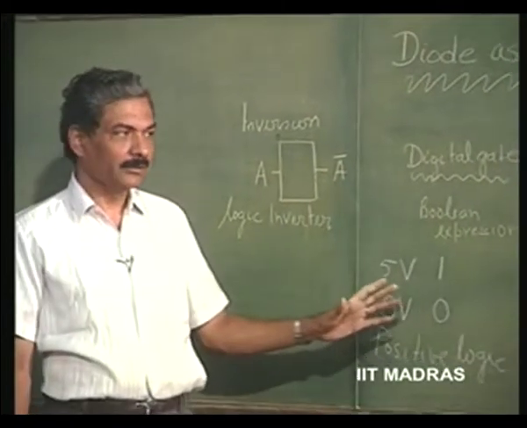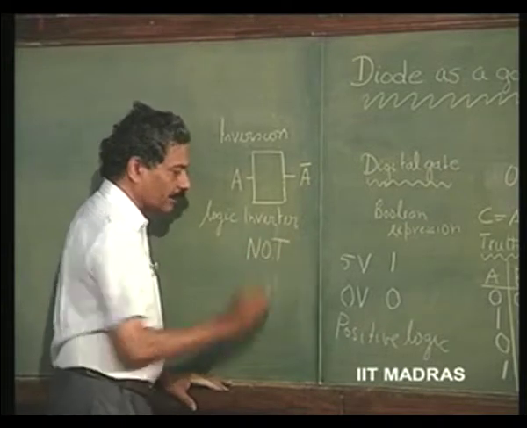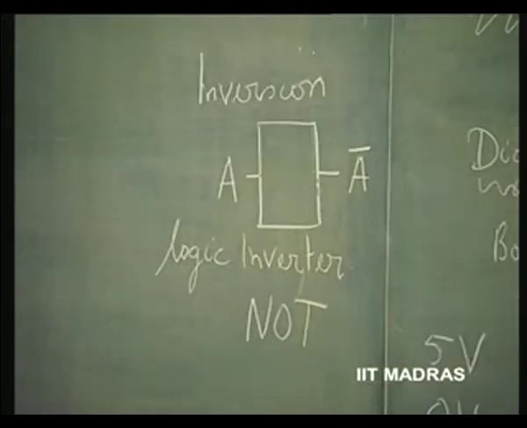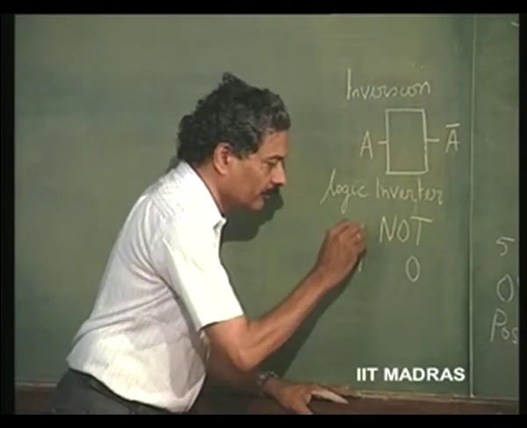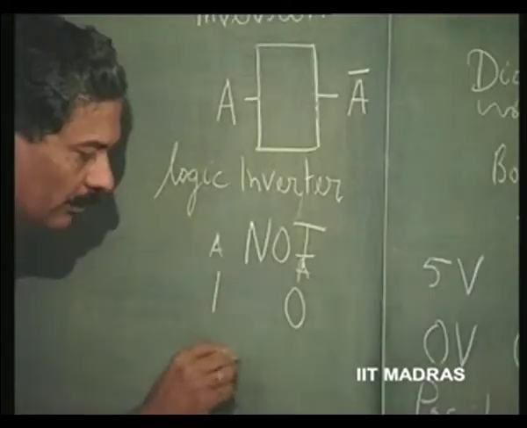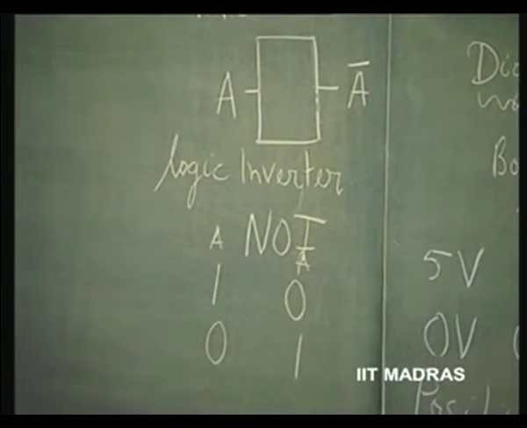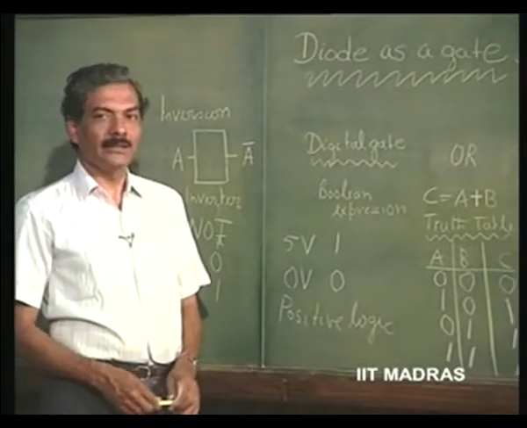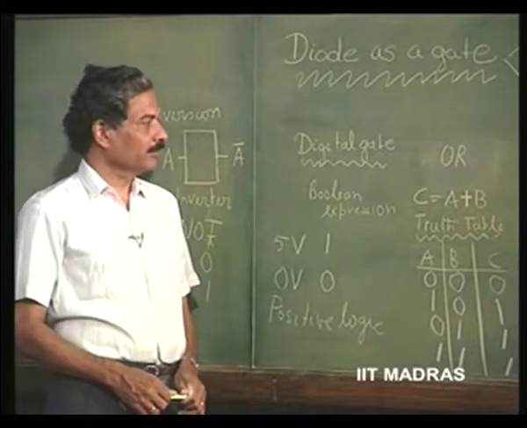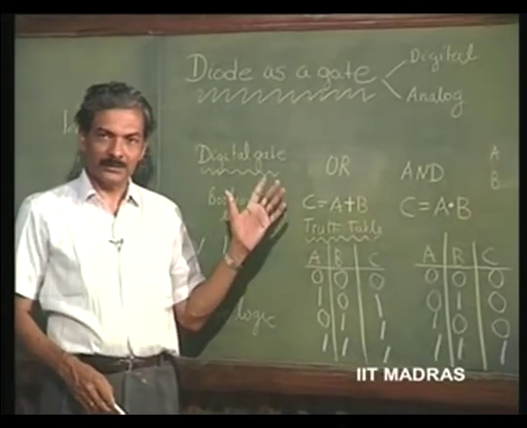Inversion is also called NOT operation. What will be the truth table? If A is 1, A bar is 0, and if A is 0, A bar is 1. This operation cannot be performed by any method of connecting diodes and resistors, and in the absence of this, this is not a complete set of operations.